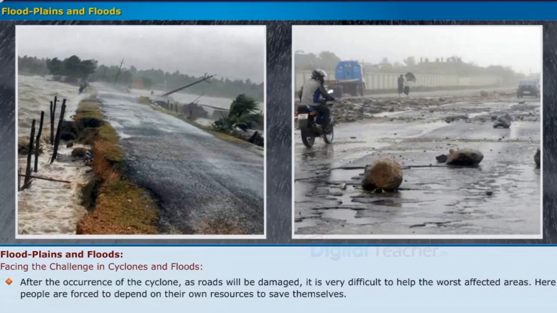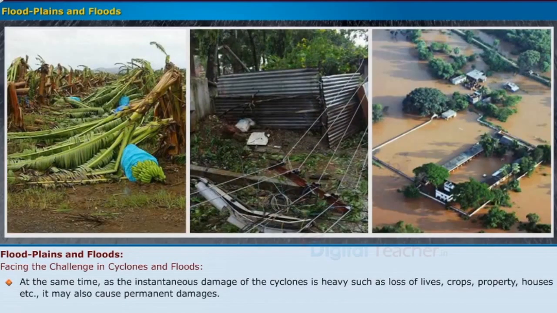After the occurrence of a cyclone, as roads will be damaged, it is very difficult to help the worst affected areas. Here people are forced to depend on their own resources to save themselves. At the same time, as the instantaneous damage of cyclones is heavy, such as loss of lives, crops, property, houses, etc., it may also cause permanent damage.